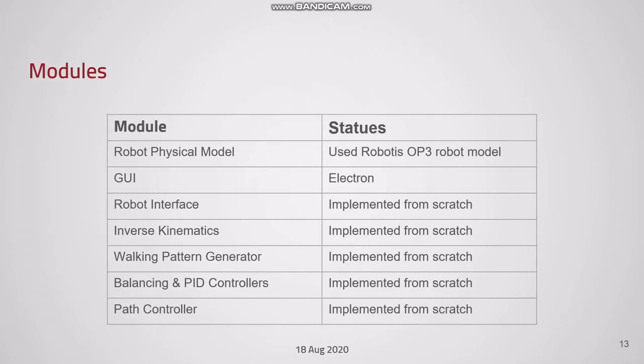So the modules we have in our project is the robot physical module, for which we used the Robotis OP3 model, as our goal was not to implement the robot model itself. About the GUI module, we used the Electron framework to make the GUI more interactive and user friendly. As for the robot interface, the inverse kinematics, the walking pattern generator, the balancing and PID controllers, and the bus controller, which are the core of the project, they are all implemented from scratch without using any frameworks.